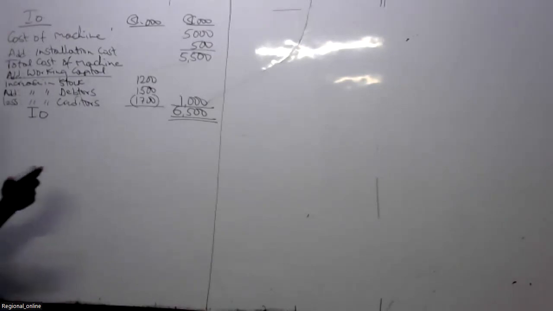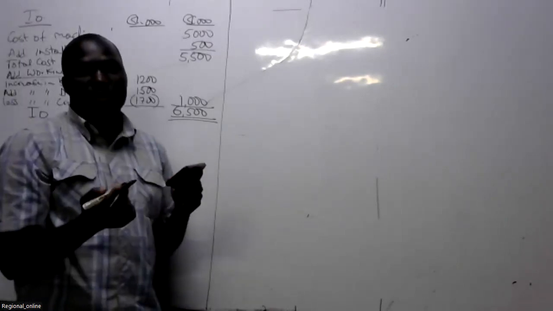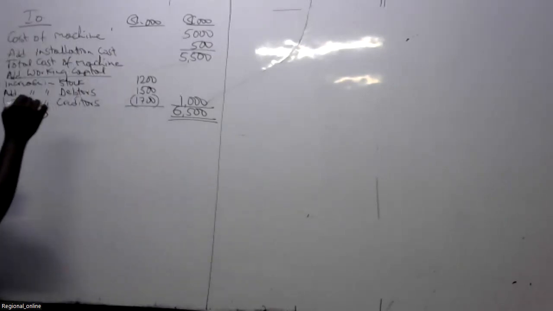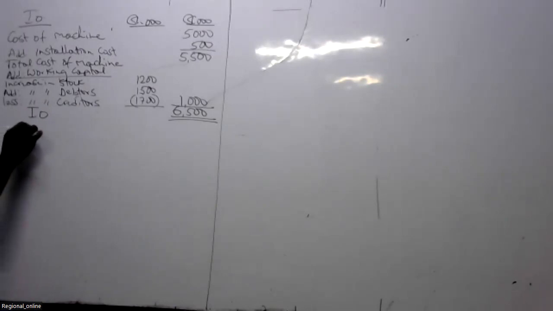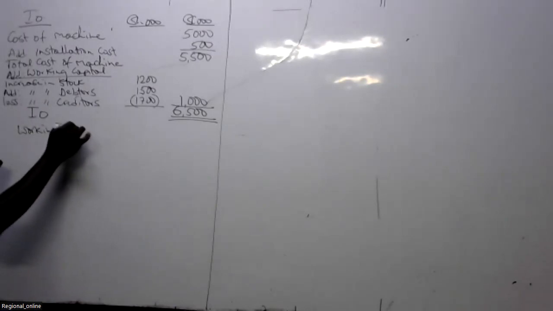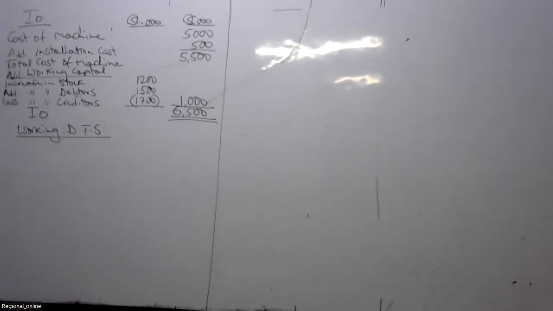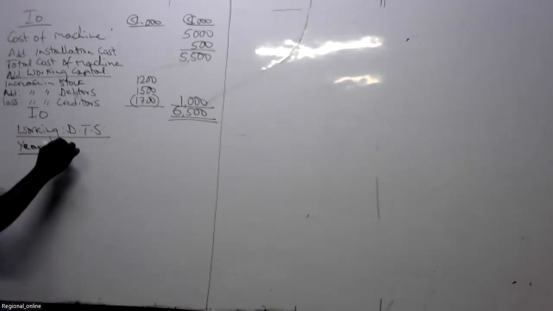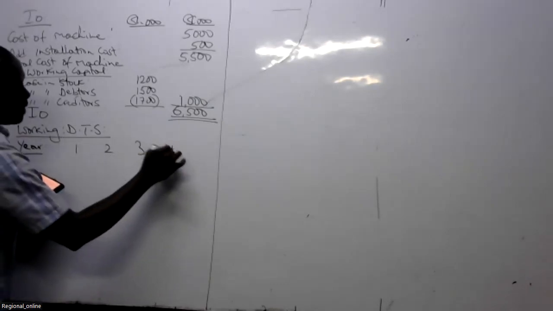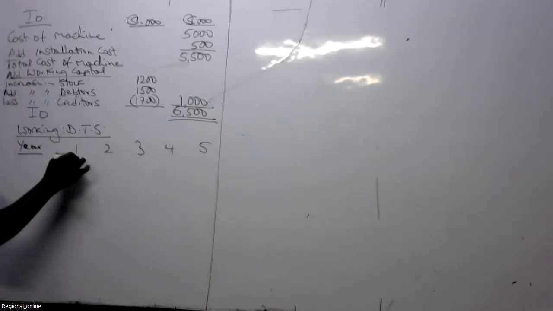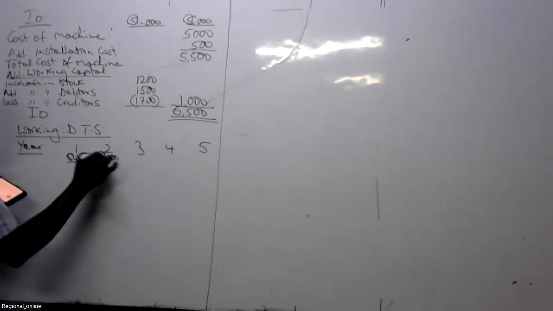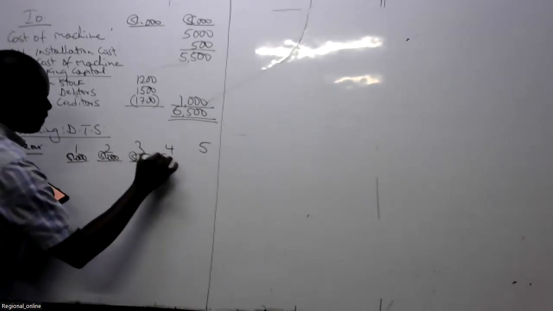Now, the work here is to get the DTS because of the reducing balance. So let me have a working for the DTS, the depreciation tax shield. Cash flows are coming in for 5 years, right? So I can have the year: year 1, year 2, year 3, year 4, and year 5. The figures are in thousands of shillings.